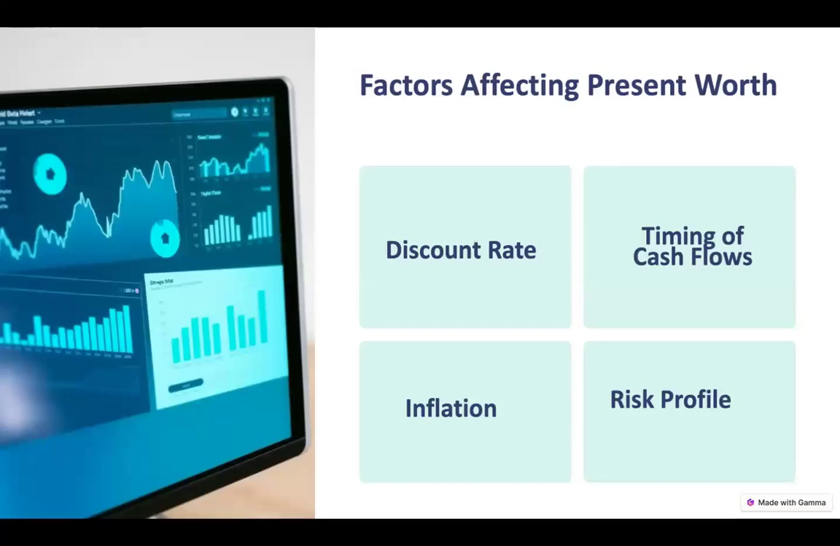The factors affecting present worth include the discount rate. The chosen discount rate significantly impacts the present worth calculation, because higher rates reduce the present value. For the timing of cash flows, cash flows that occur closer to the present are weighted more heavily in the present worth method than those in the distant future.